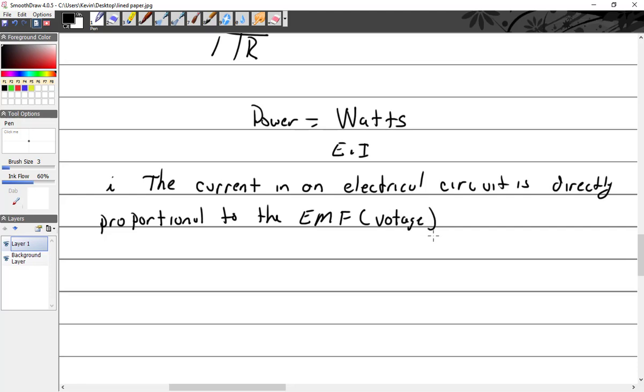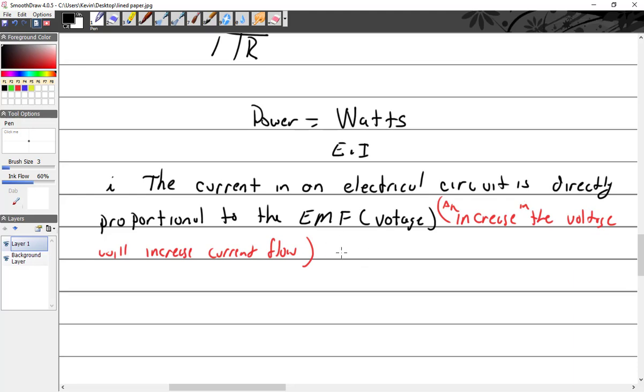So before we move on, what is that saying? The current is directly proportional to EMF. So you increase the voltage, you increase the current. Okay, I like that. PK had it right. An increase in the voltage will increase current flow. That's what that's saying.